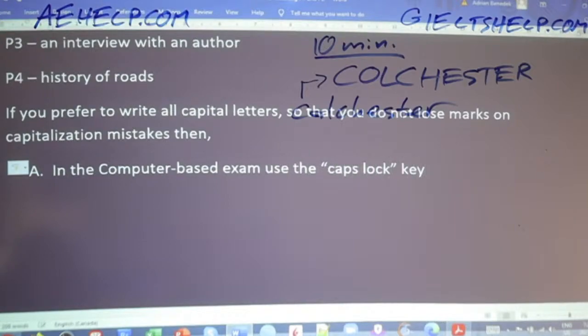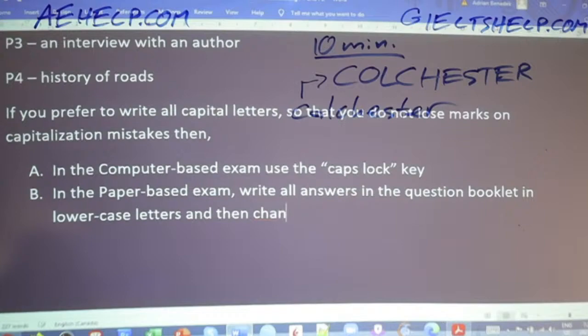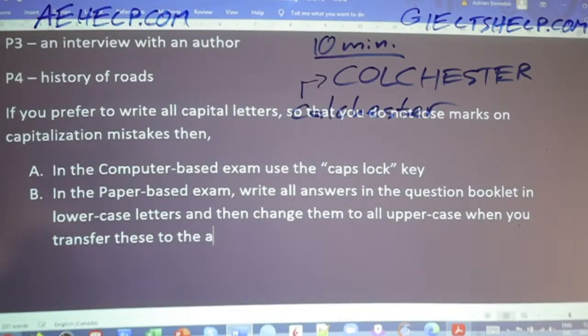Okay. And in the paper-based exam, write all answers in the question booklet in lowercase letters and then change them to all uppercase when you transfer these to the answer booklet.